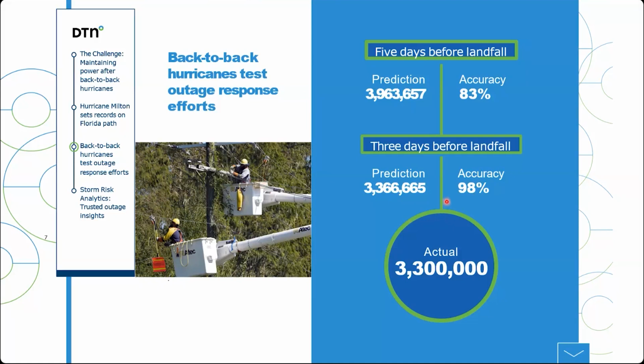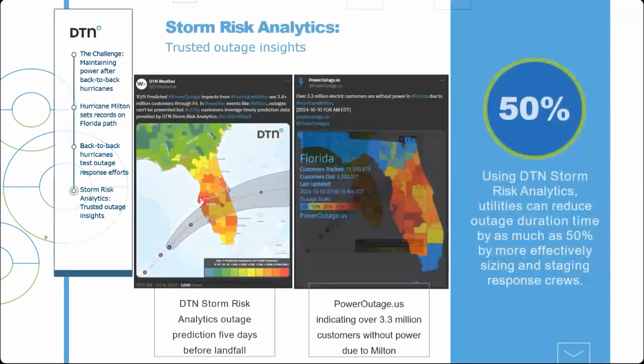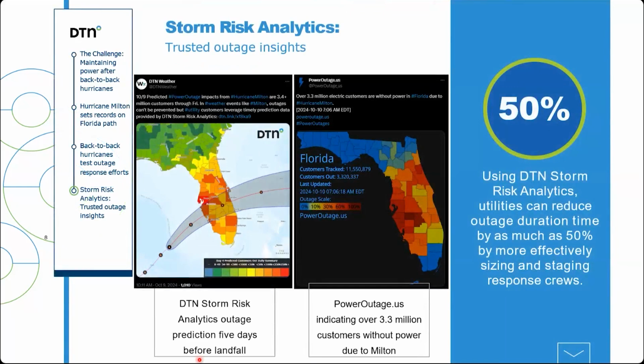So the accuracy: DTN Storm Risk Analytics, days before Hurricane Milton made landfall, had an accuracy rate of 83%, predicting 3.9 million outages 5 days before, and then 3 days before had an astounding 98% accuracy at just over 3.3 million, which is very, very close to the actual outages that occurred. So a huge success for the model. We've seen additional successes as well, as the machine learning is utilizing the historical weather information to further enhance the capabilities of the model. So quite proud of where it has come.